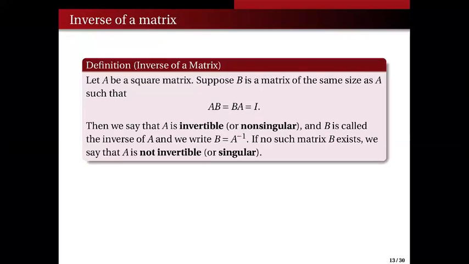Now, if you cannot find this matrix B with this property, if there is no such matrix B, then we say that A is not invertible, or we say that A is singular. So A invertible, non-singular. A not invertible, singular.